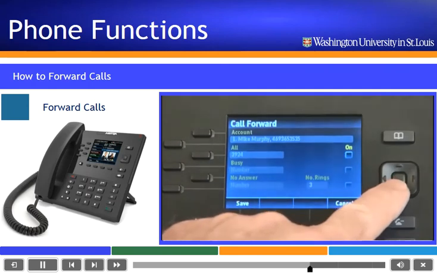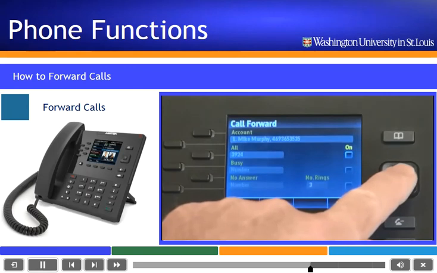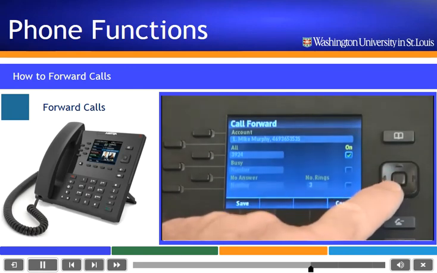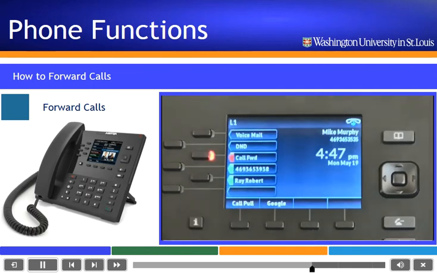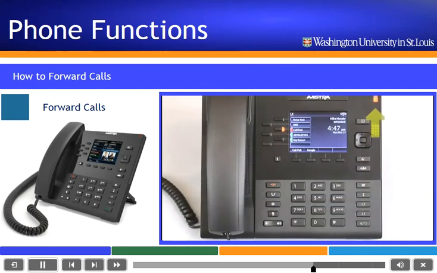With the On box highlighted, press the center navigation button to select and put a check mark in the On box. Then press the Save Soft key. All calls will now be forwarded to my designated number. Notice the Call Forward icon on the top of the screen. Also notice the ringer/message waiting light is lit. And if you have a Call Forward soft key, the LED is lit.